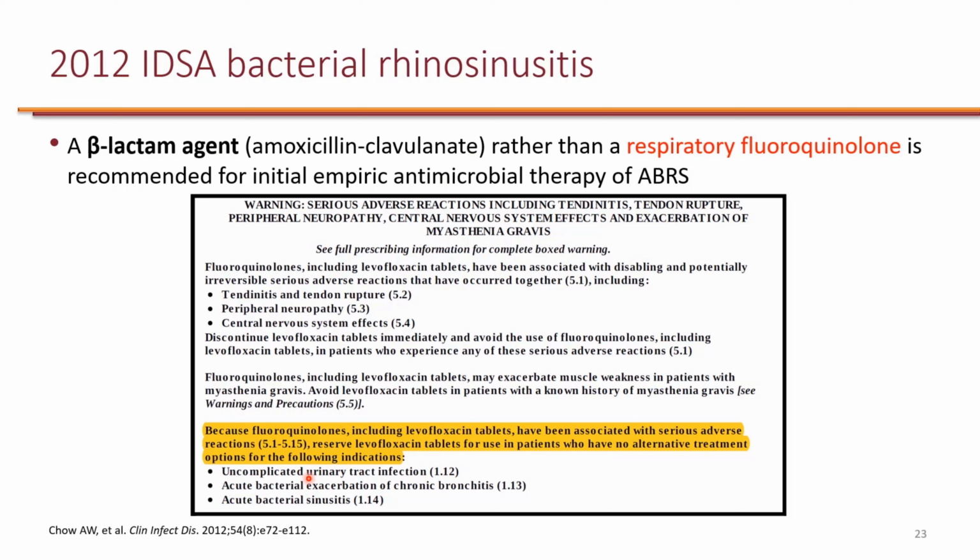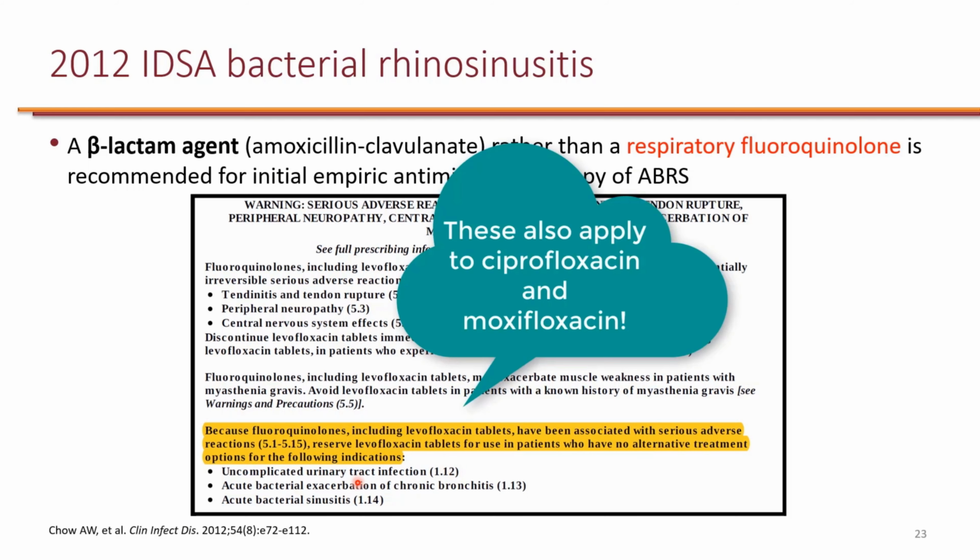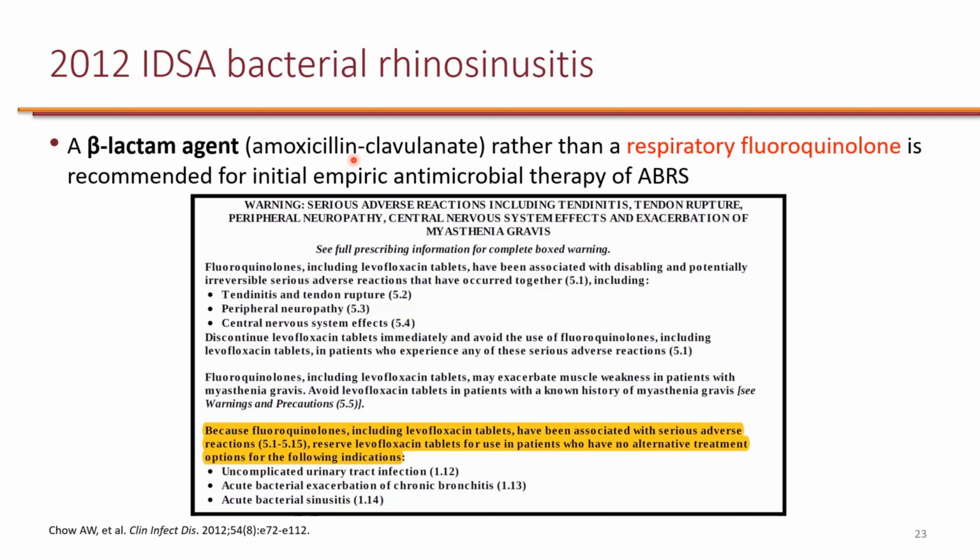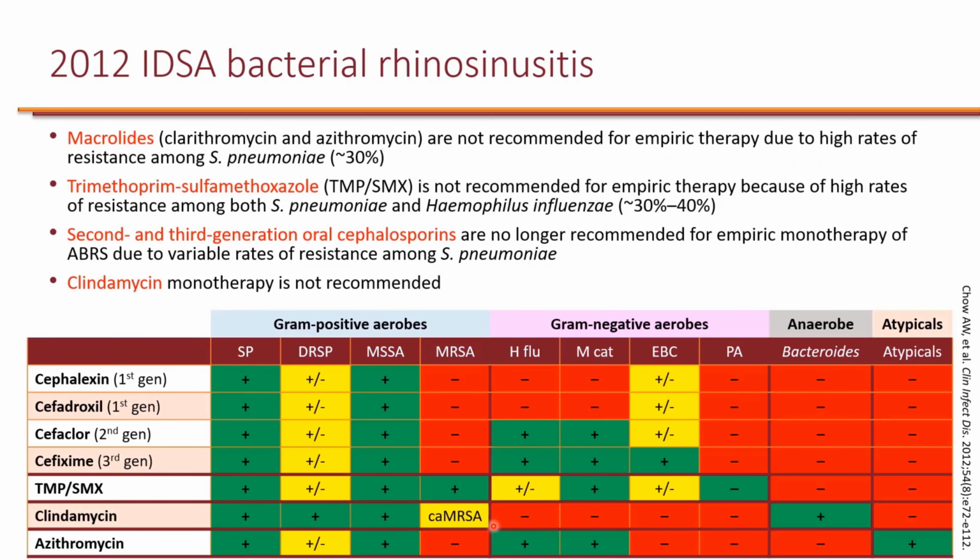So that includes urinary tract infections. Someone with uncomplicated urinary tract infections, if they have options, should receive those other options. So only use fluoroquinolones if there are no other options. The same is true with bacterial sinusitis or rhinosinusitis. If someone can tolerate amoxicillin-clavulanate, then they should get that instead of levofloxacin.